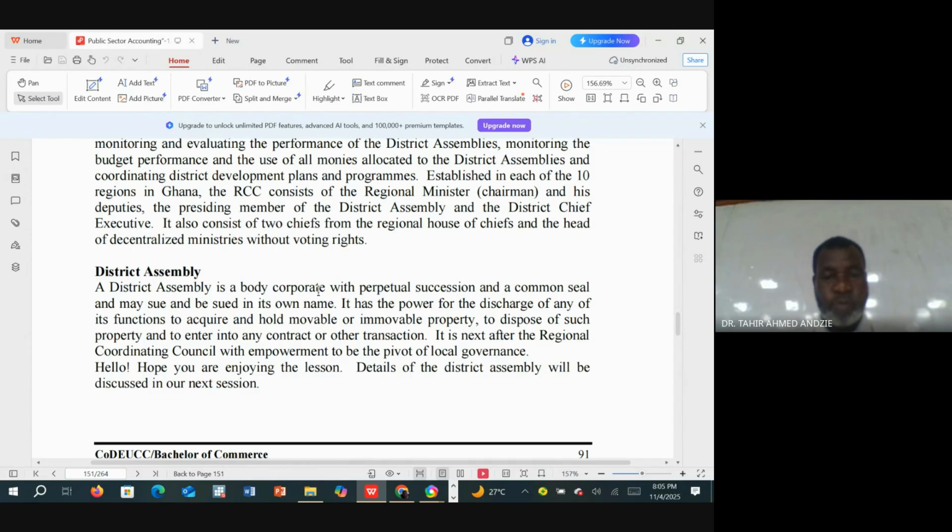So this assembly is a body corporate with perpetual succession and a common seal, and may sue and be sued in its own name. That's what I just said. It has the power, for the discharge of any of its functions, to acquire and hold movable or immovable property, to dispose of such property, and to enter into any contract or other transaction. It is next after the regional coordinating council, with empowerment to be the pivot of local governance.